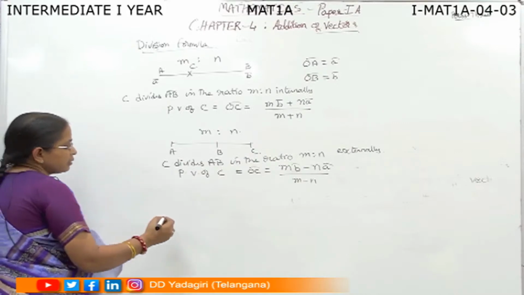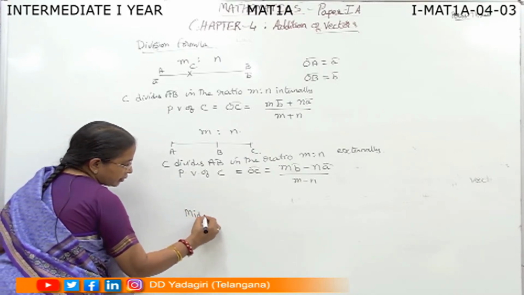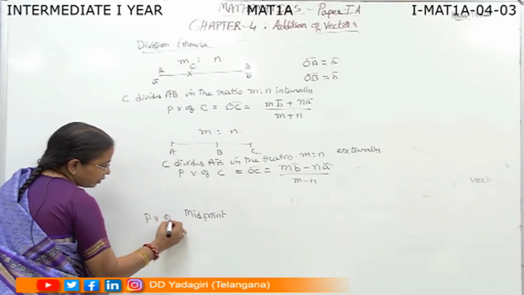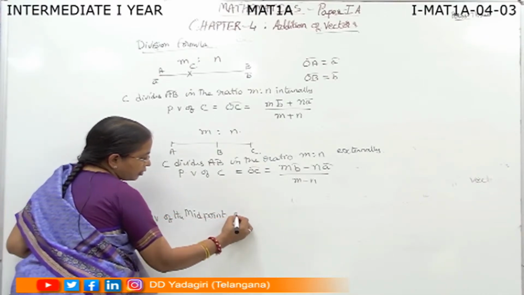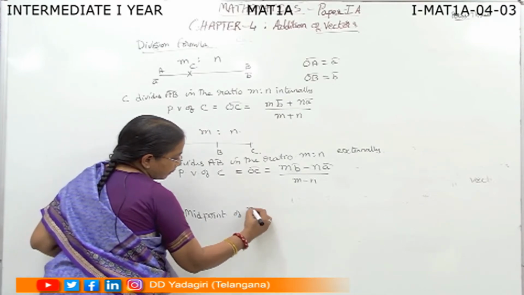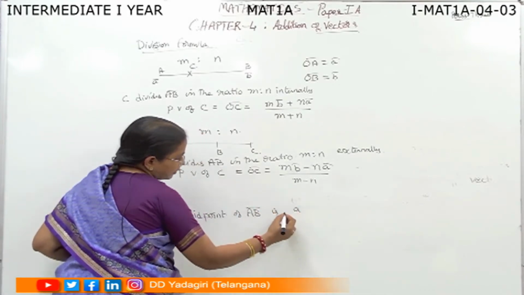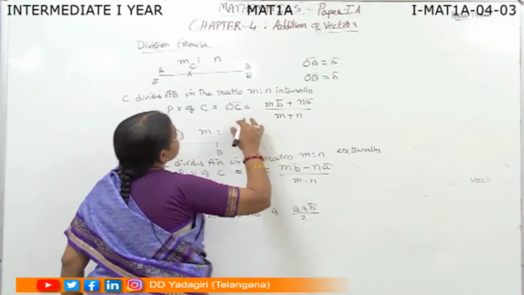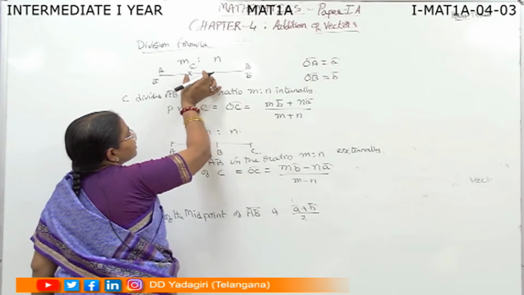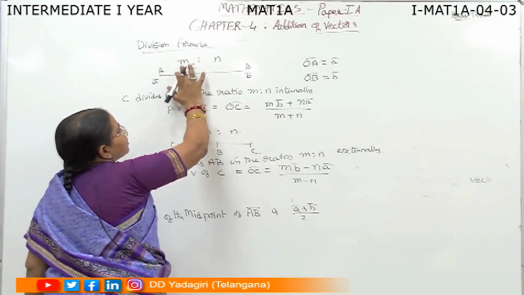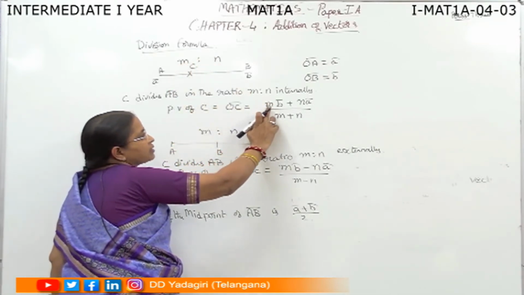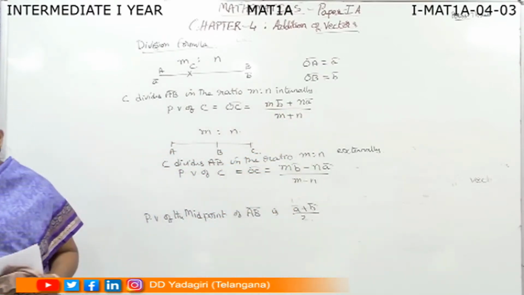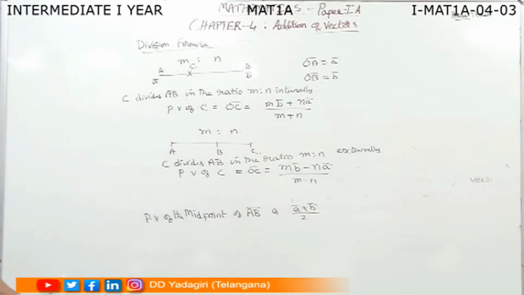So now what is the position vector of the midpoint? Position vector of the midpoint of AB is (A plus B) by 2, because in this case it is dividing internally, so the ratio becomes 1 is to 1, m is 1, n is also 1. So the position vector of the midpoint becomes (A plus B) by 2.